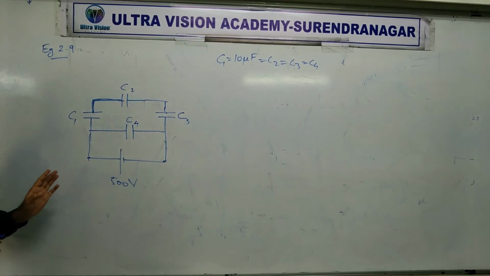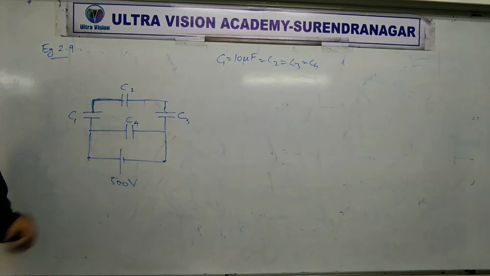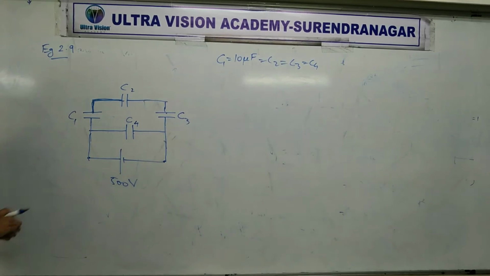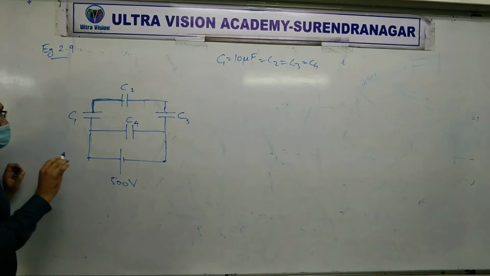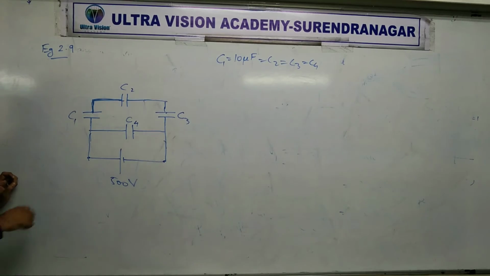Clear? So is C1 and C4 in parallel? Yes or no? Yes. C2 and C4? Yes. C3 and C4? Yes. Wrong. All of them are wrong. Let's observe this. See, like I told you, it's easier to identify series. You identified series correctly, but you didn't identify parallel correctly. Let's see what mistake you all made.